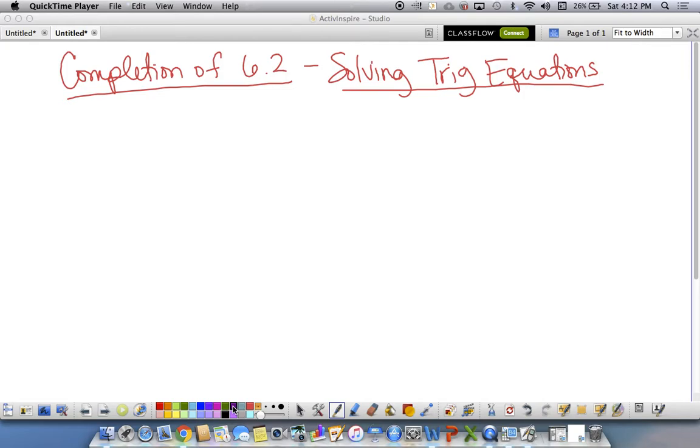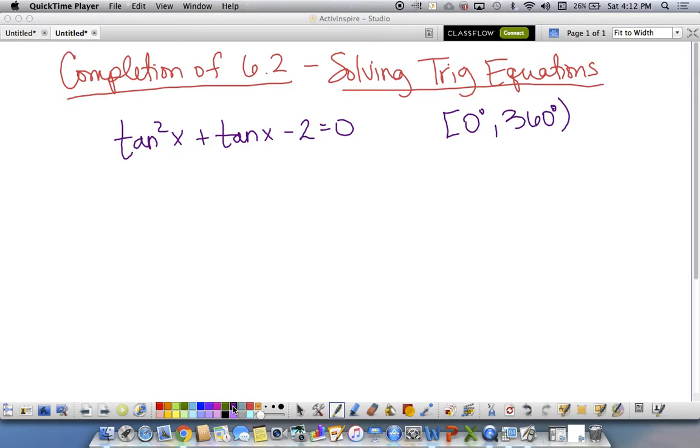So we're going to start with tan squared x plus tan x minus 2 equals 0. This one I'm going to do over the interval from 0 degrees to 360 degrees. I don't want to do ones that can be a little tricky with our pi's, our radians. So we're going to start with this one. Question is, can you factor it?